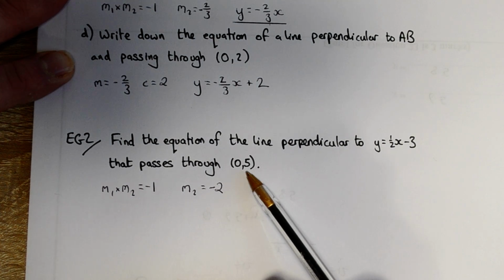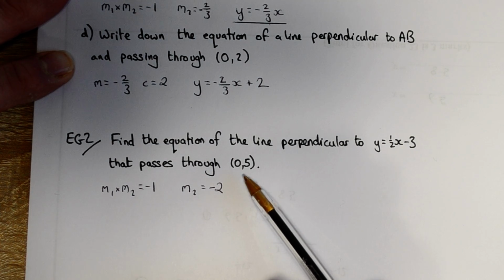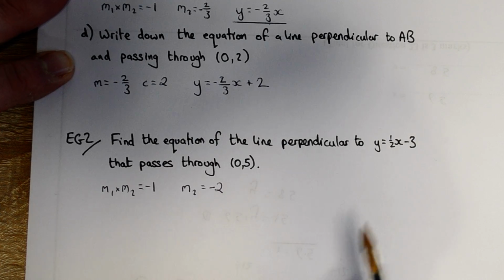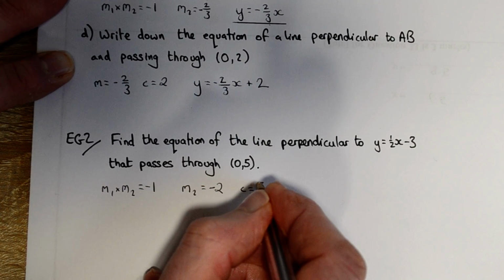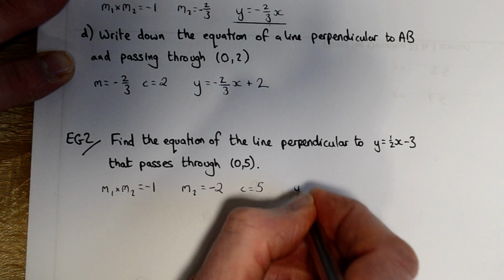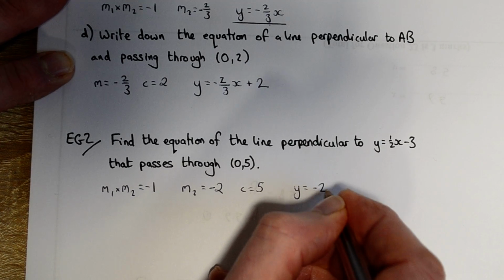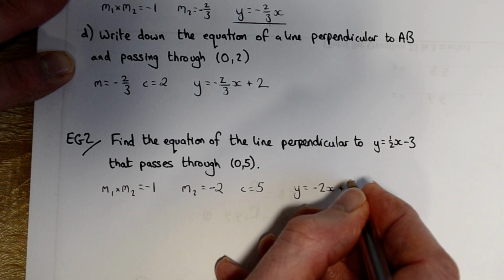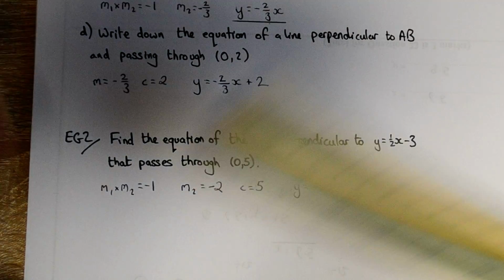We've got a point on the line, 0, 5, so on the y-axis it goes through 5. So the equation of our line, and there it is.